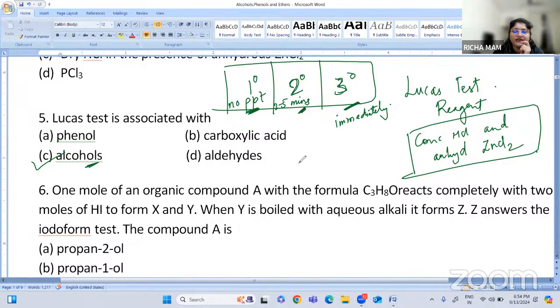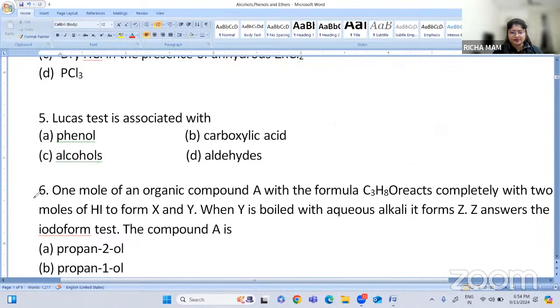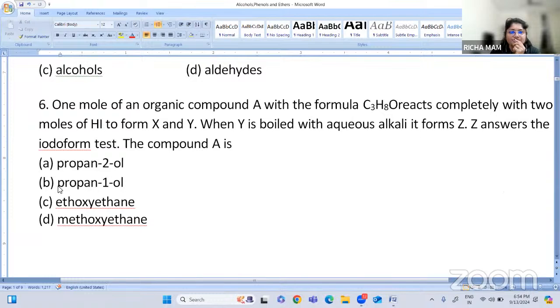You have to take the given alcohol and add this Lucas reagent, and you will see this test. Okay, fine. So option number C, please note it down. Option number C is the answer. I hope your doubts are clear. So what is Lucas test? It is a distinguishing test between primary, secondary, and tertiary alcohol. Okay, let us go for the next one.